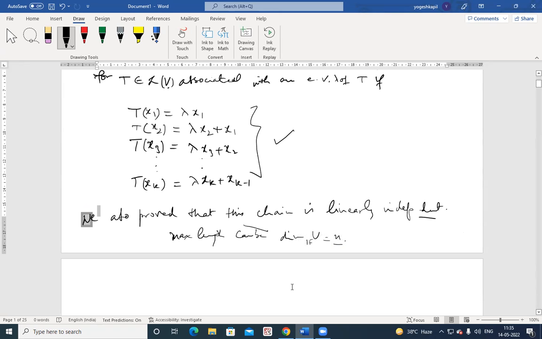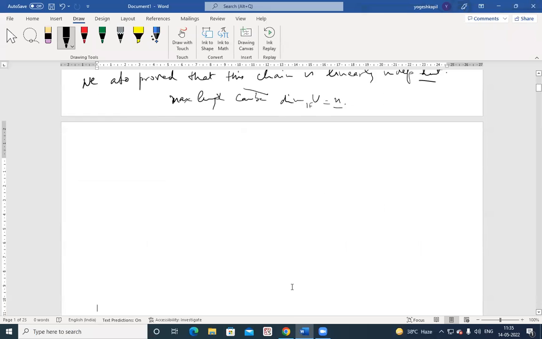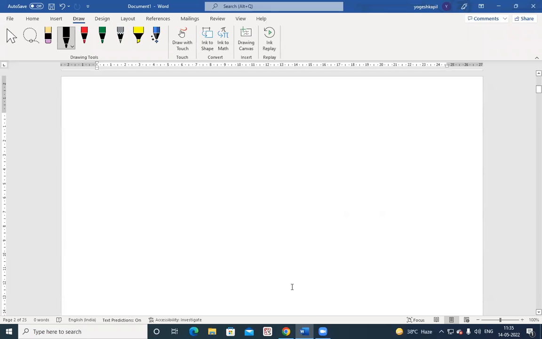That was the matrix of T with respect to that basis: lambdas here and ones here and zeros elsewhere. All right. Let us now prove the existence of Jordan canonical form for T. Right. So for that, this is the theorem.